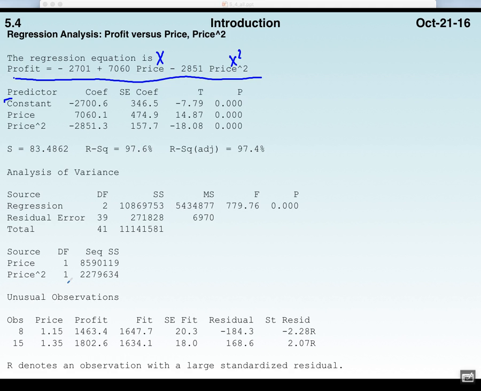You also need to be able to read it from here. So the number next to constant means that it doesn't have an x. The number next to price is the coefficient on price. The number next to price squared is the coefficient on price squared. So the coefficient on x squared. That's all you need to be able to read from there. So that should be pretty clear.